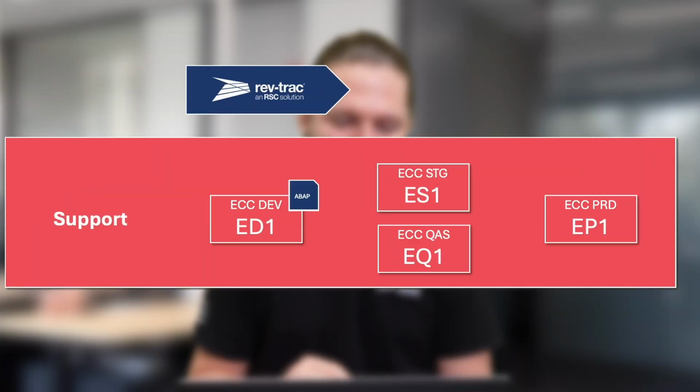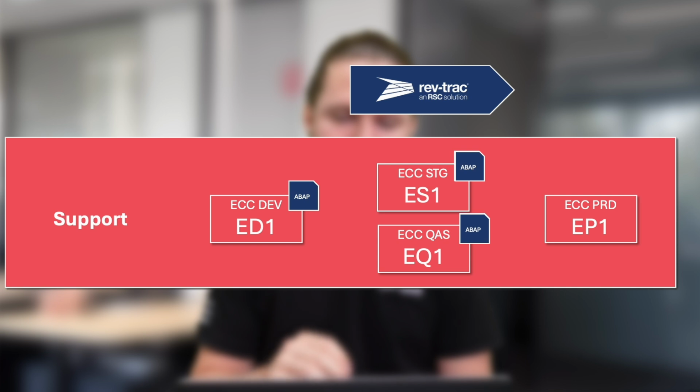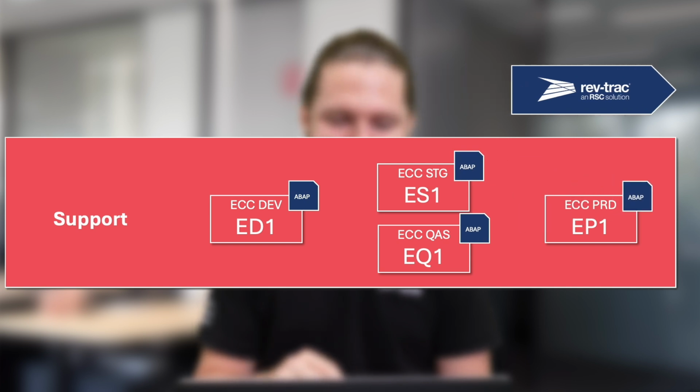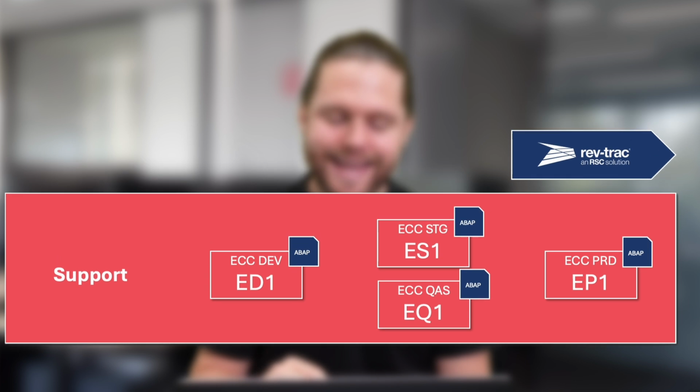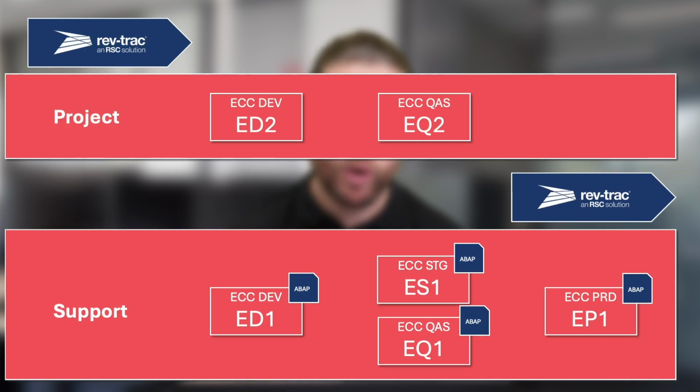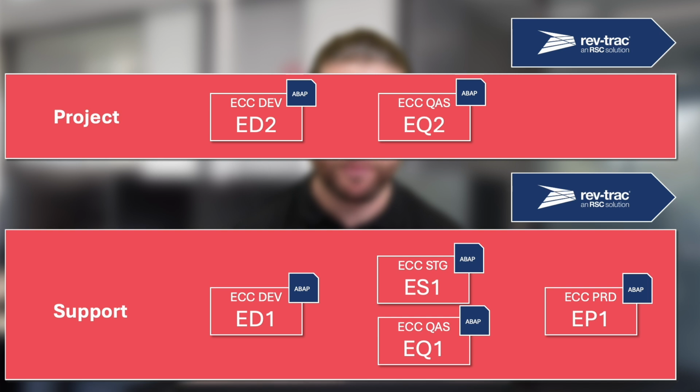In this example, we are going to be retrofitting a change from a 4-tier support landscape consisting of an ED1, EQ1, ES1, and EP1 system into a 2-tier N+1 project landscape containing an ED2 and EQ2 system. It's worth noting that RevTrack can handle any number of systems in either a support or project landscape and can also manage N+2 and beyond. However, this is the scenario we'll be encountering in this demonstration.